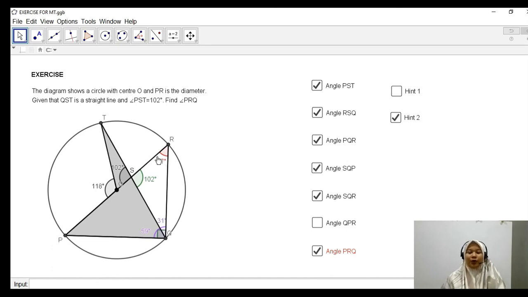So there are many ways for you to find the answer. Just like I said just now, you can find PSQ by subtracting 102 from 180. Then you can find this angle by 180 minus 59 minus this angle. Then you will get angle SPQ. Only then you can do 180 minus 90 minus angle SPQ. Then you will get PRQ. So there are many ways to find the answer.